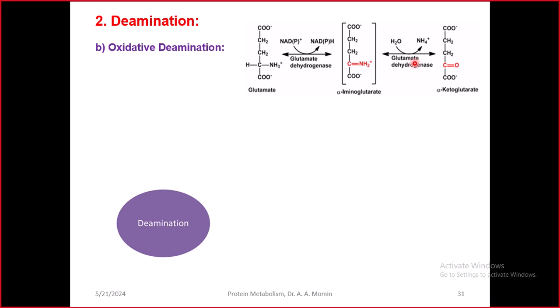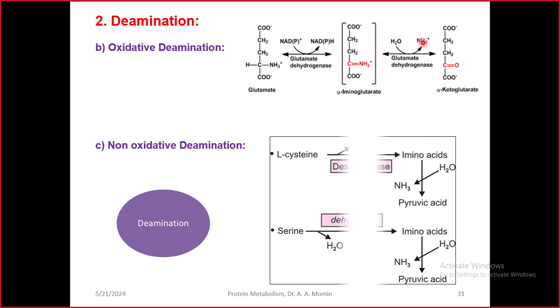So this is a two-step reaction in which glutamate by oxidation is converted to alpha iminoglutarate. And in the second reaction, catalyzed by the same enzyme glutamate dehydrogenase, the alpha iminoglutarate is hydrolyzed to alpha ketoglutarate and ammonia is liberated. So it is deamination coupled with oxidation.